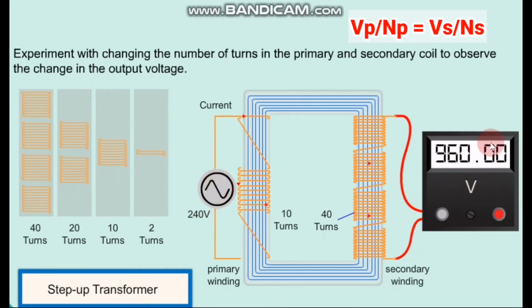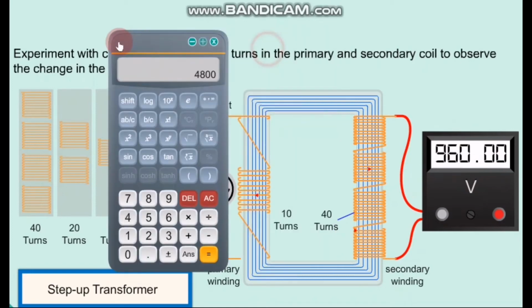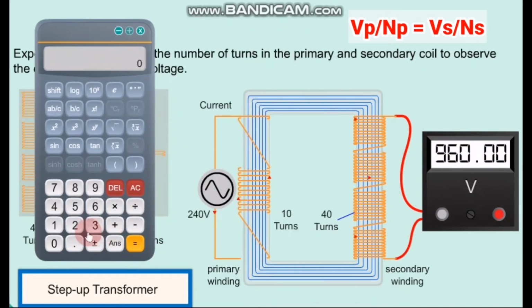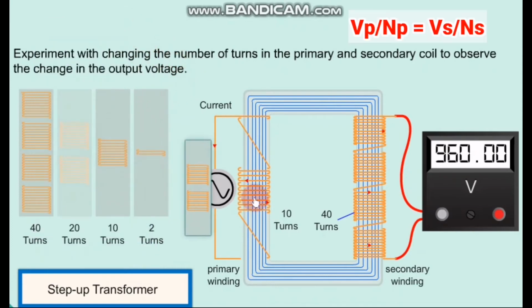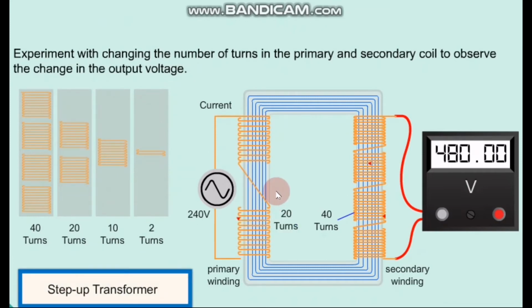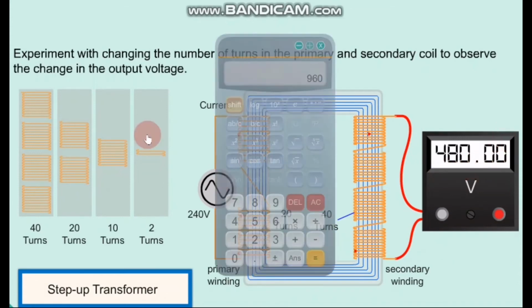So how can we get this value? Again, Vp 240 divide by Np, which is 10, multiply by Ns 40. So Vs will be 960 volt. Okay, and last but not least, now we place 20 turns in the primary circuit. So the output voltage will be 480 volt.